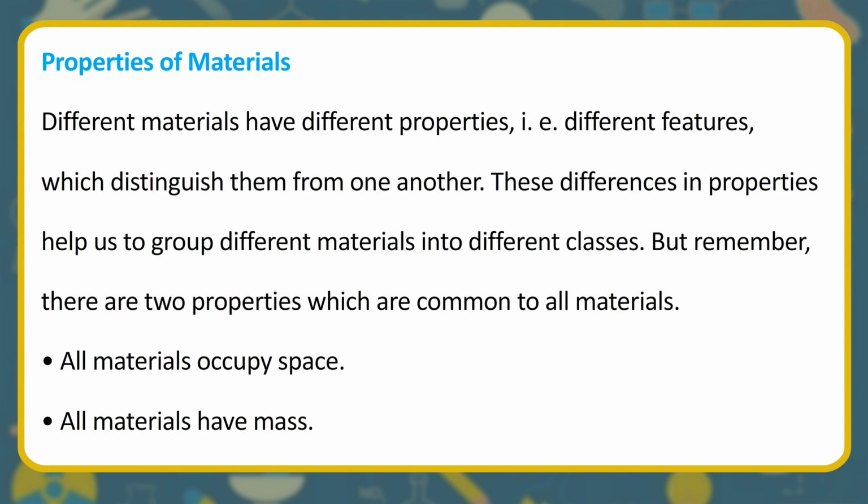Properties of materials. Different materials have different properties, i.e., different features, which distinguish them from one another. These differences in properties help us to group different materials into different classes. But remember, there are two properties which are common to all materials. All materials occupy space. All materials have mass.